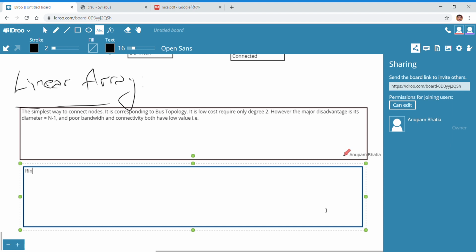That is the ring topology. Before going to make the ring topology, I just want to make a diagram of the linear array, which, I told you earlier also, is very similar to the bus network. Therefore, one after another, they are connected to each other: one line, then one circle, then one line, another circle.